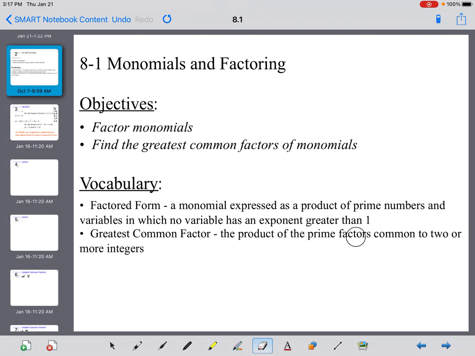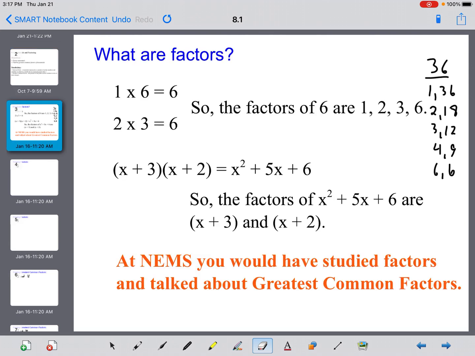The greatest common factor is the product of the prime factors common to 2 or more integers. So by definition, it goes back and talks about those prime factors. So let's look at finding factors. Factors of 6, for example, are 1 times 6 and 2 times 3. Do you agree that 1, 2, 3, and 6 are all factors of 6? There's more than one way to get 6 using positive integers. We could go into the negative world, and of course that would work as well.